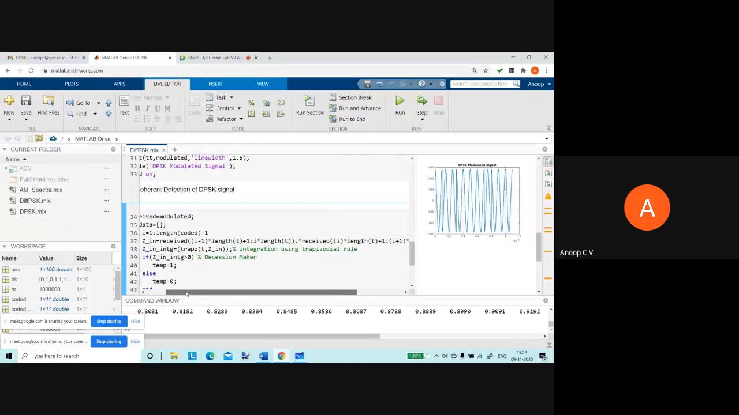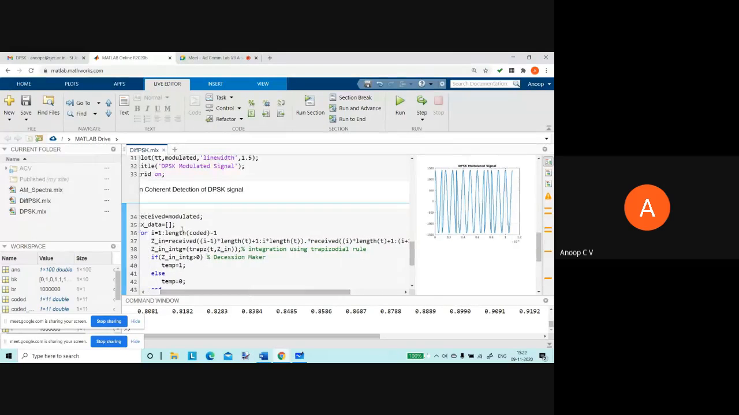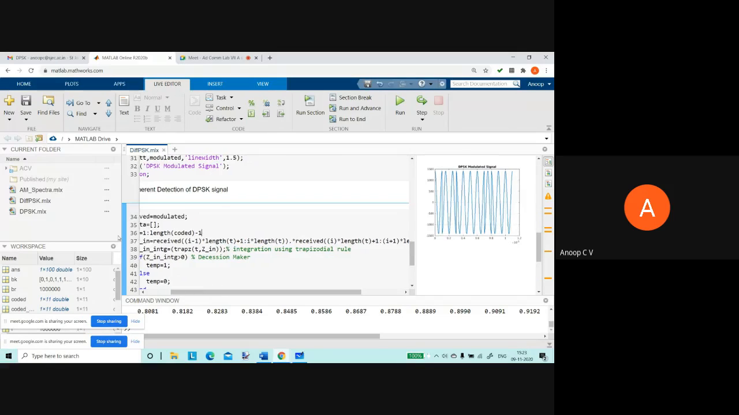So Z in is actually what? Received of. We are inside a for loop, iterating 1 to length of coded minus 1. Why? Because we have one additional bit, right? So we are not assuming any previous symbol. So we have to iterate it from 1 to length of differential encoded minus 1. Then Zn is actually what? Received of. This is what I've told just now.